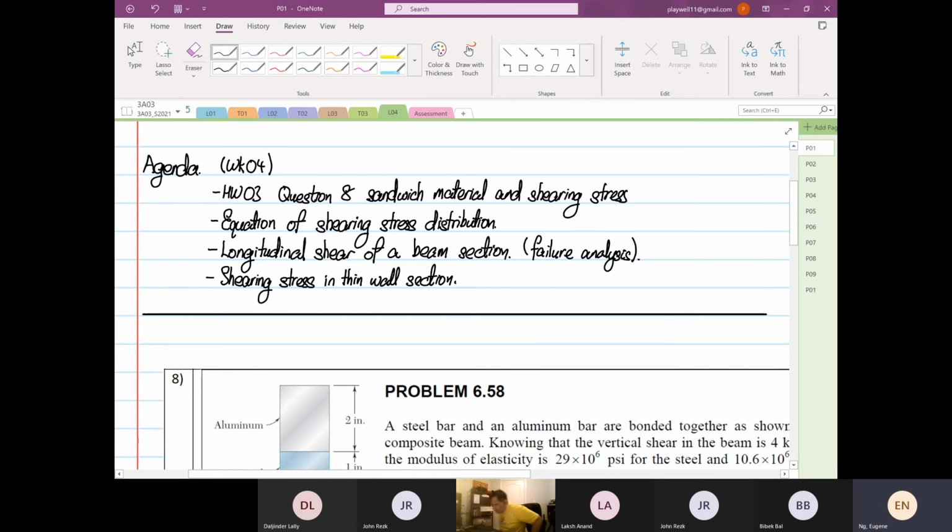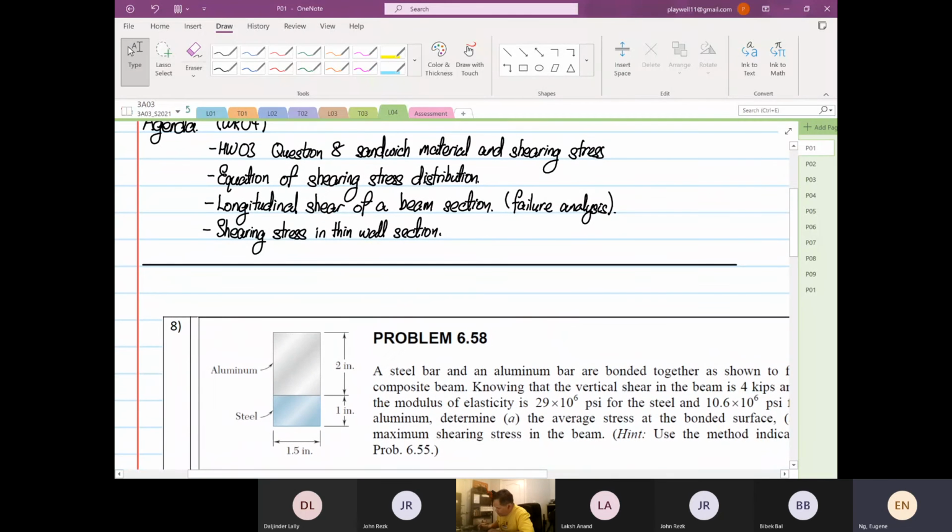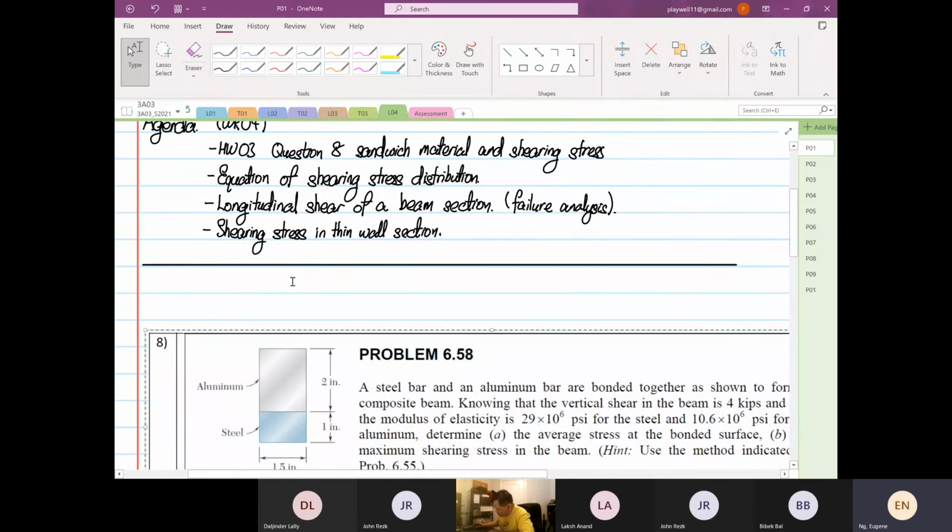On Thursday, you will have a tutorial, as usual. Okay, let's look at this question. The solution has in fact been posted. We'll just approach it differently, but the answer will be the same. So this is example 1, and it's on homework 3, question number 8.